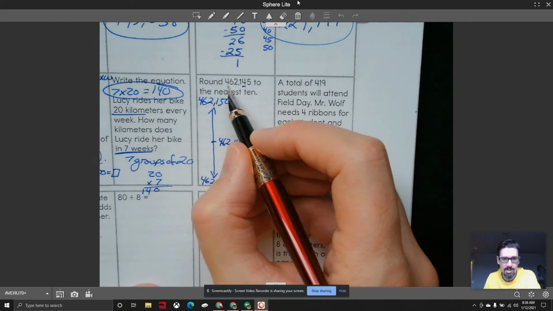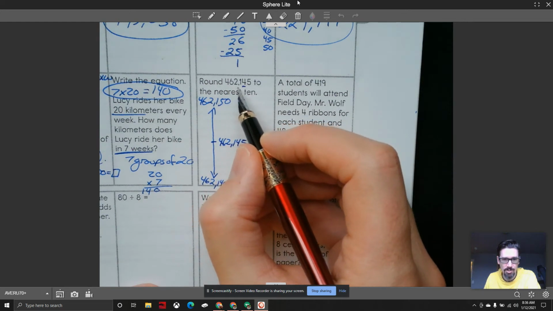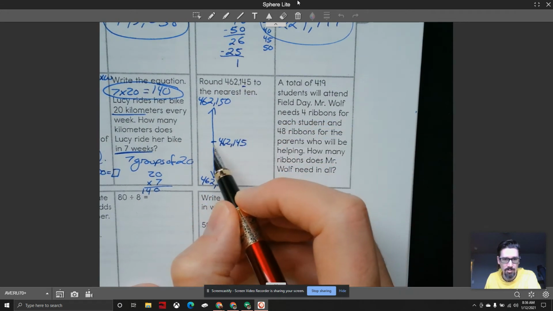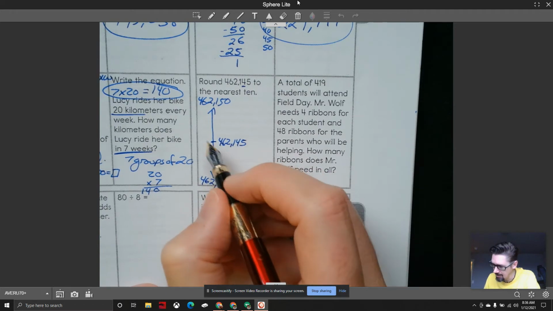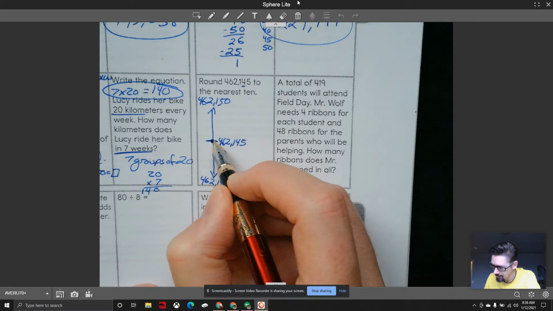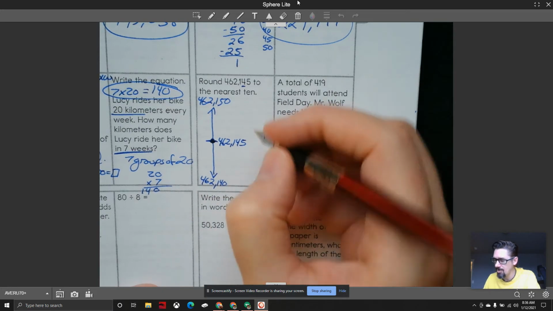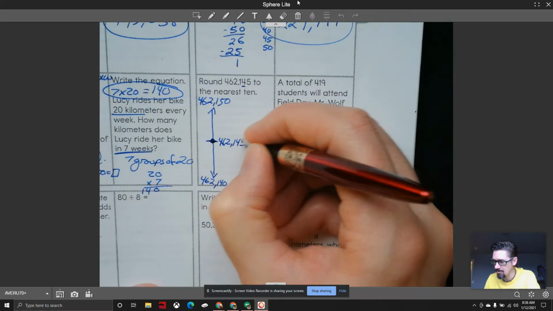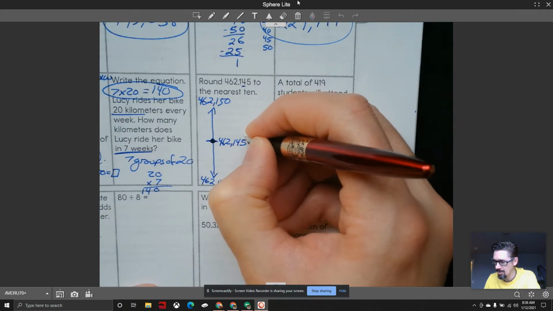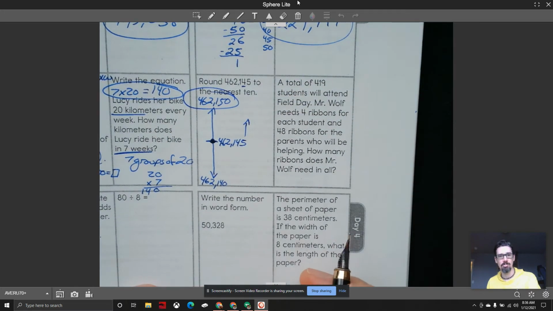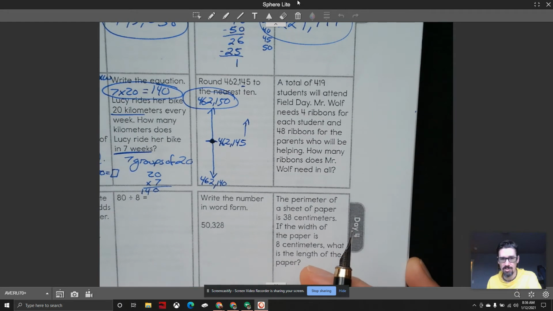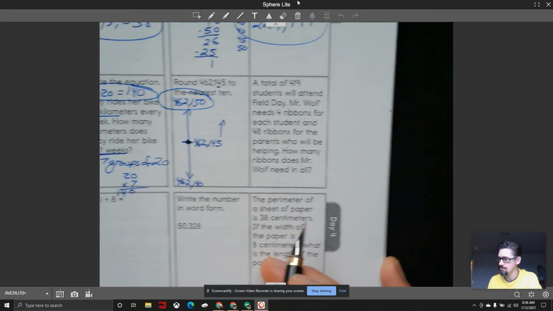Now, where does this digit fit? 462,145. Well, that fits exactly in the middle. Now we know our rule of 5: if it's 5 or more, it rounds up. So it is this larger number, 462,150. It rounds up. Okay.